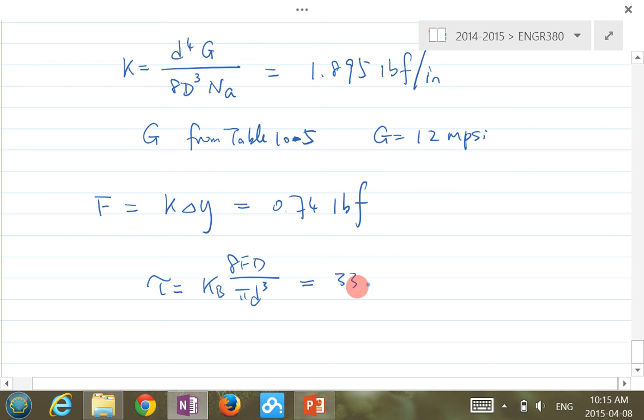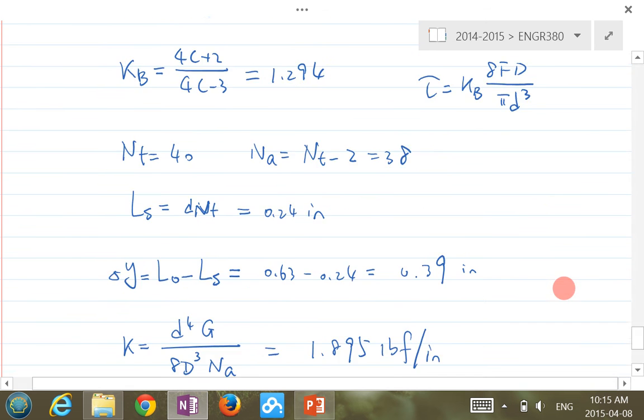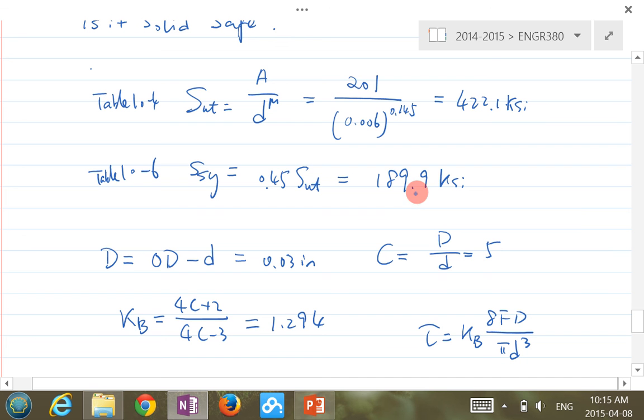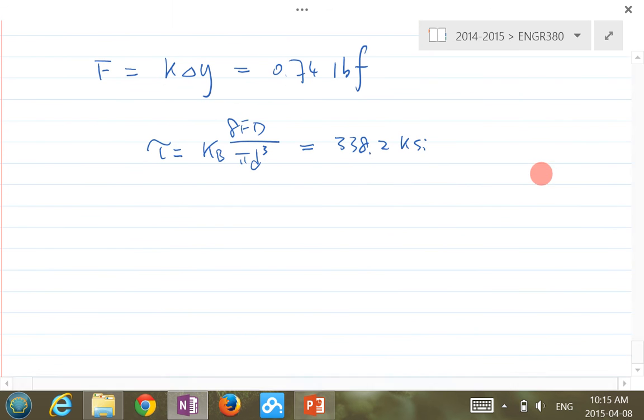So we get 338.2 psi. That's the shear stress. So the question coming back is, is it solid safe? We compare this tau, the actual shear stress, with which one? Exactly, right? So apparently one is 200, one is 300, so it's bigger than that. And our safety factor is actually 1.2, so not even close, right? So basically your tau is bigger than this, which means not solid safe. So you can't press it completely closed.